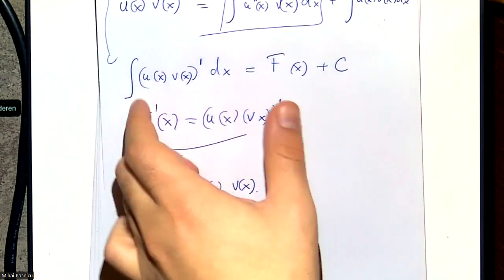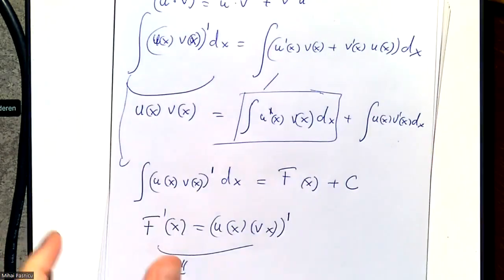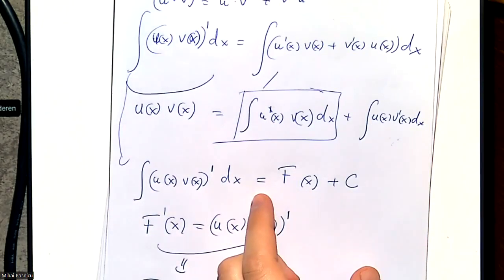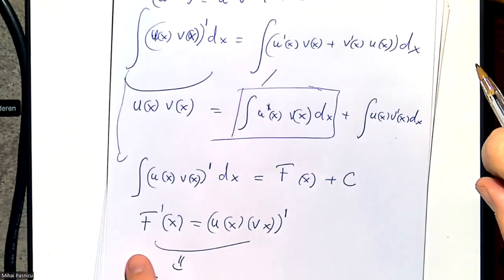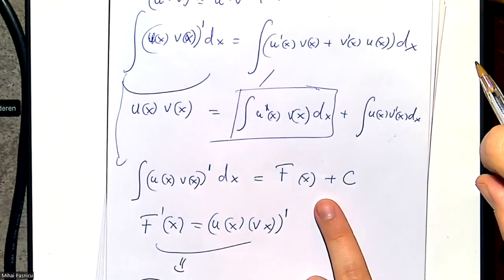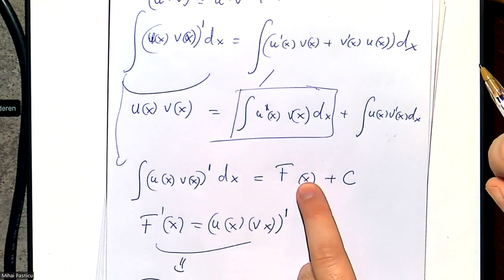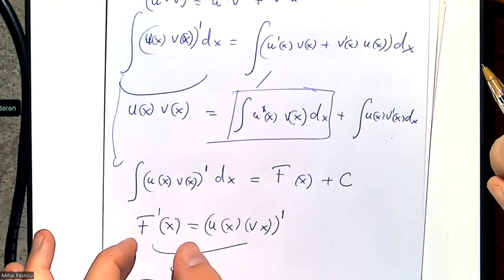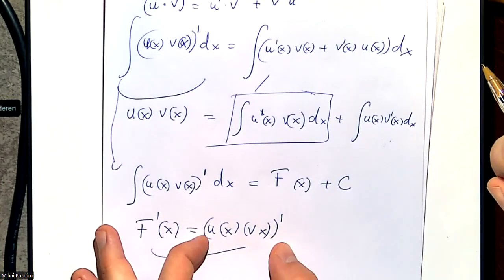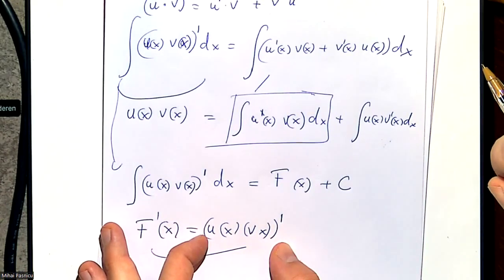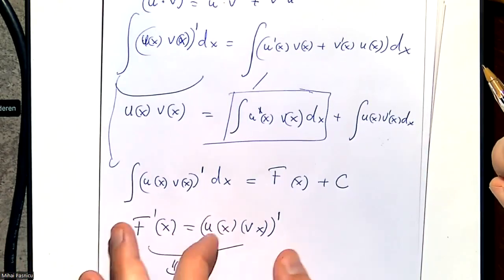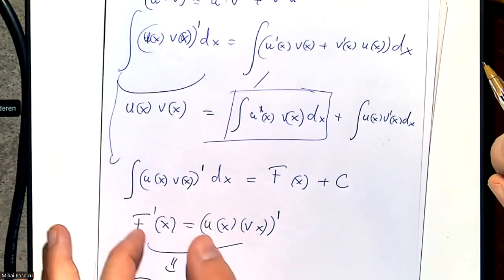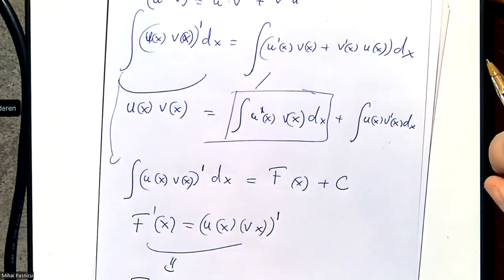So what I'm saying is I want to compute this integral. This integral is just some F(x). It has a primitive. So what is the definition of the primitive or the antiderivative? It means that if I take the derivative of this, I'm going to get what's underneath the integral. So I have the derivative of F and this thing's derivative. They have to be equal.